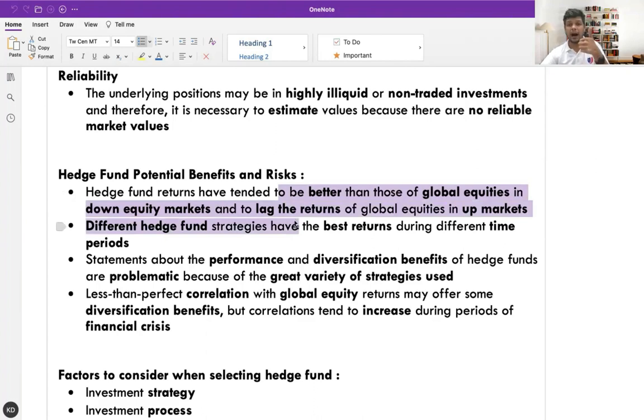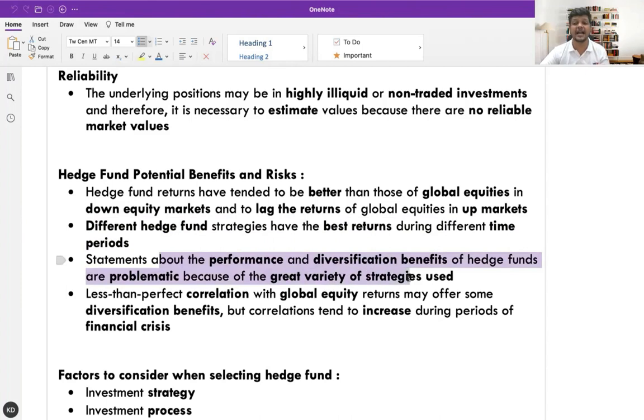So when the markets are going up, hedge funds are not that great. But when the markets are down, they are saying hedge funds are much better. But yes, it completely depends on which hedge fund you are investing in, because hedge funds have a variety of strategies. So comparison between two hedge funds of two different strategies is absolutely absurd. Different hedge fund strategies have the best returns during different time periods. Statements about their performance and diversification are problematic because of the great variety of strategies used.